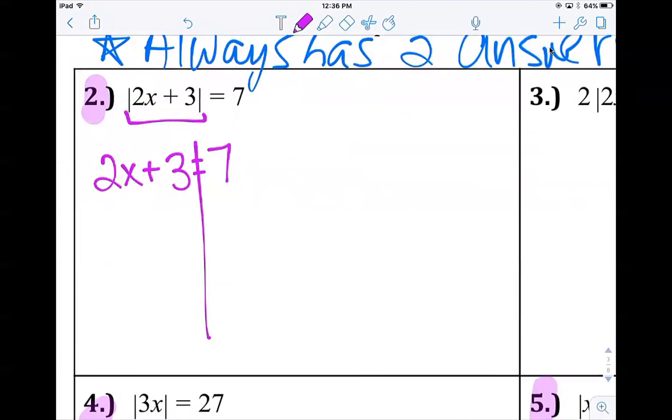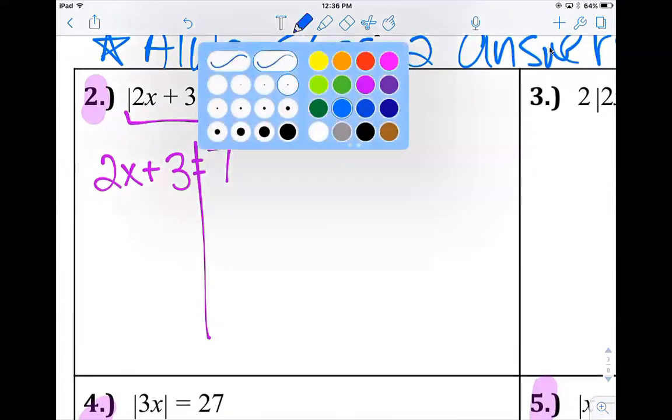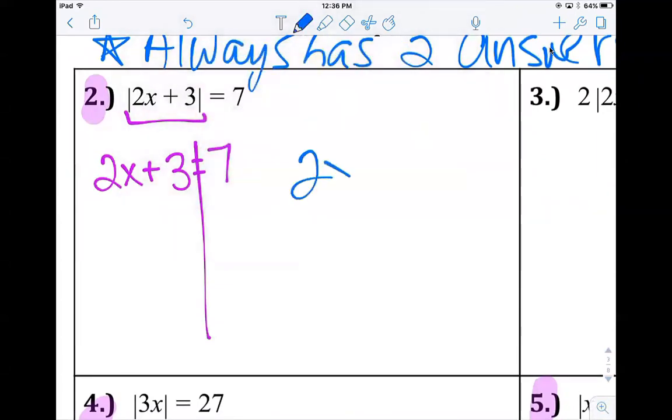So we will solve for that in a second. The other equation, we're going to take our 2x plus 3, but now it's equal to -7. So the only thing that's changing is that 7 becomes negative. Again, bars for the absolute value are removed. So that can equal -7. That's all right. And we are going to solve for both.